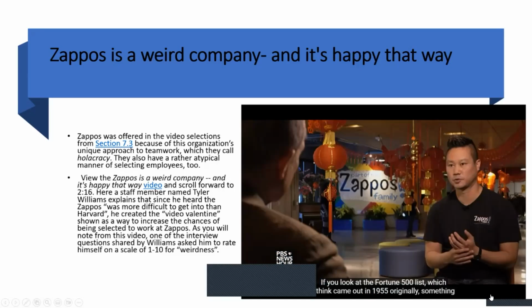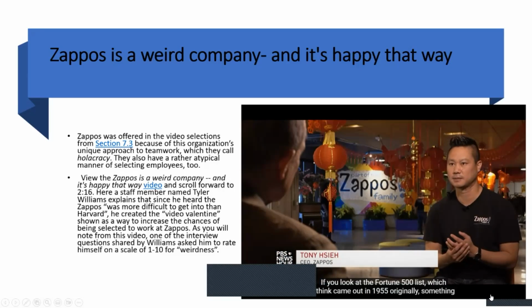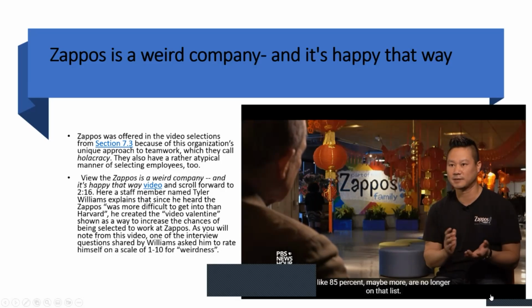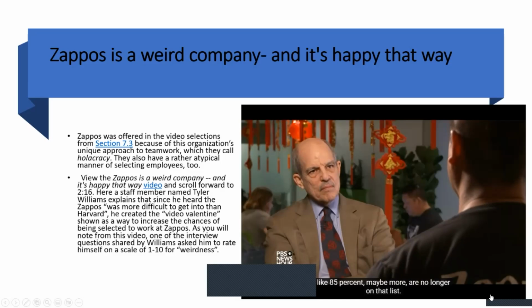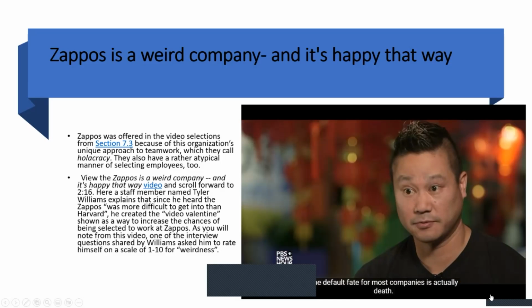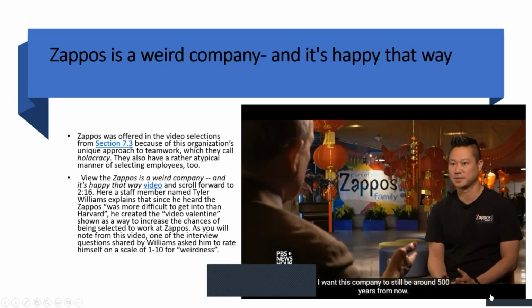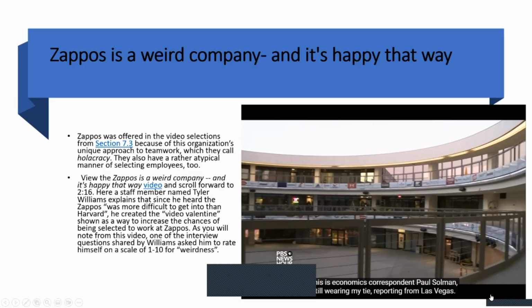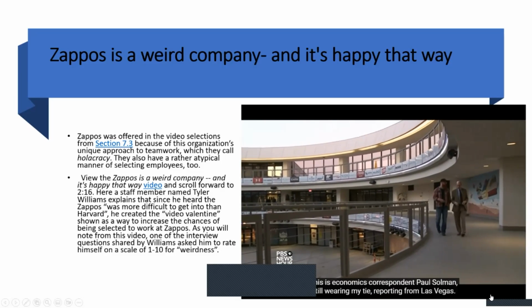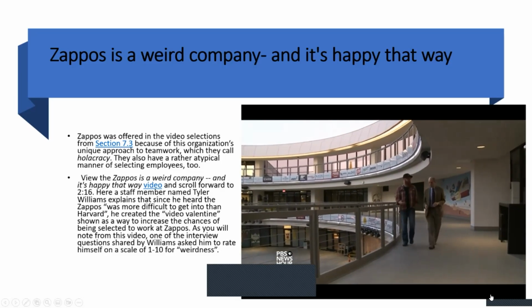If you look at the Fortune 500 list, which I think came out in 1955 originally, something like 85%, maybe more, are no longer on that list. The default fate for most companies is actually death. I want this company to still be around 500 years from now. This is economics correspondent Paul Solman, still wearing my tie, reporting from Las Vegas.